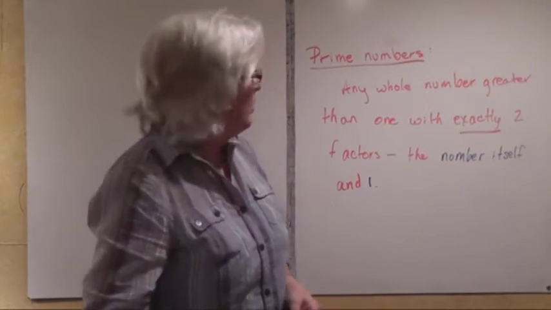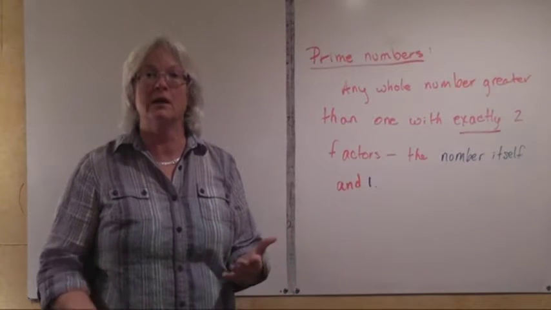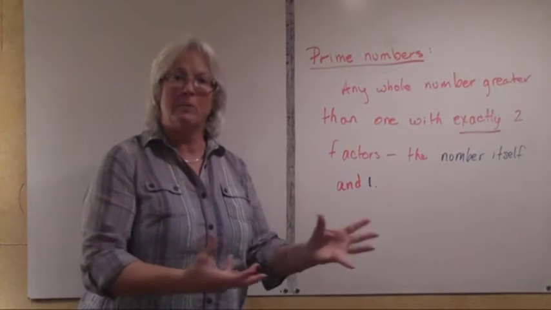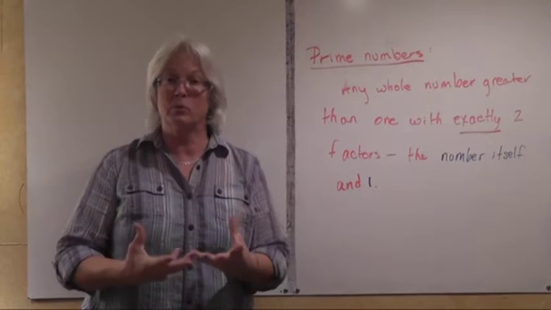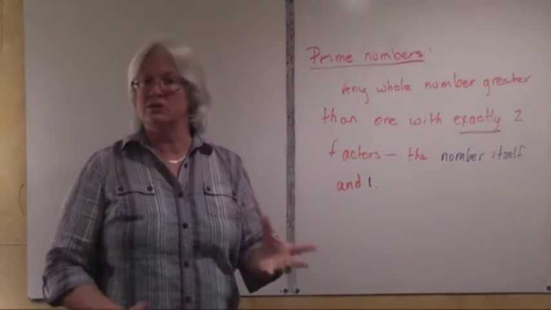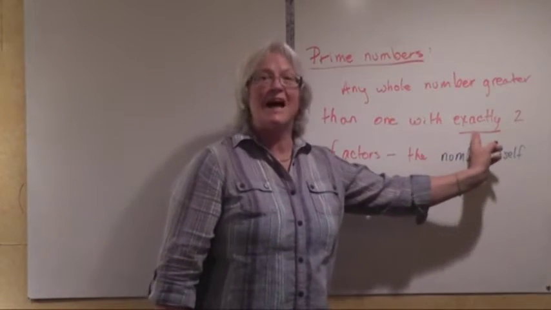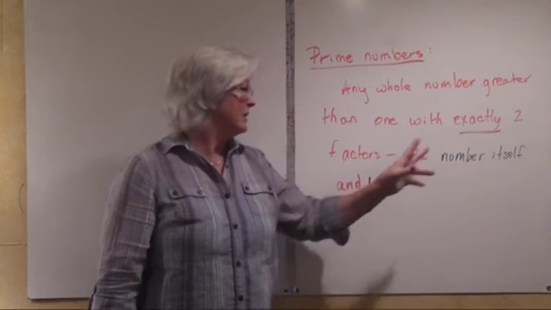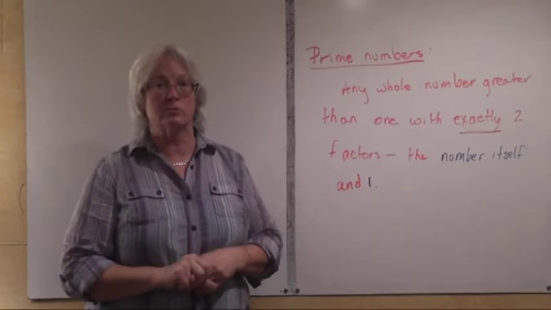So, what are prime numbers? This is more vocabulary. Remember, I've said from the beginning, there's an amazing amount of vocabulary in the study of the whole mathematical world. If you don't know what your terms are, you cannot do the problems. You have to know the definitions. Prime numbers are any whole number, that means it's not fractional, any whole number greater than 1 that has exactly two factors. Those two factors are the number itself and the number 1. Exactly two factors. No other factors possible.